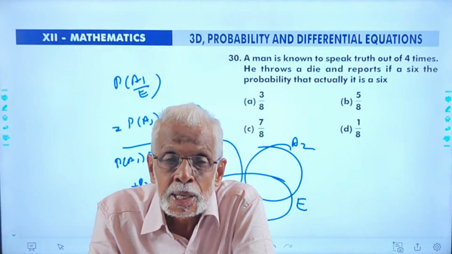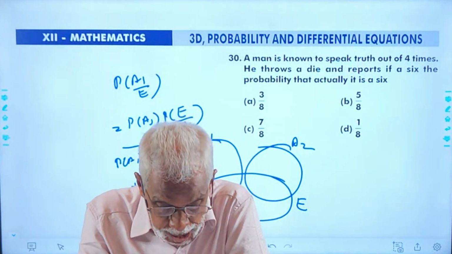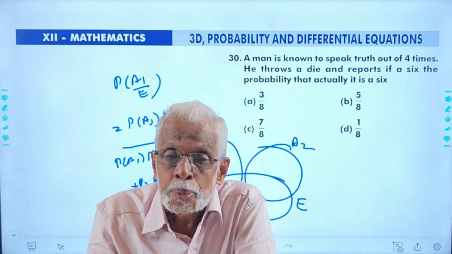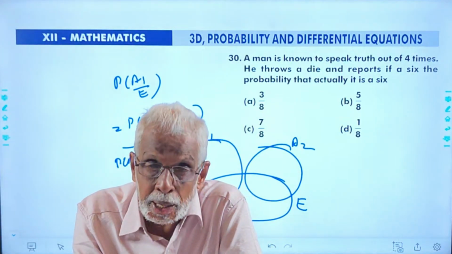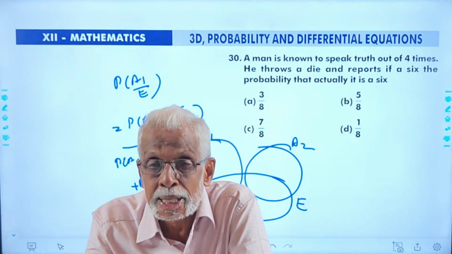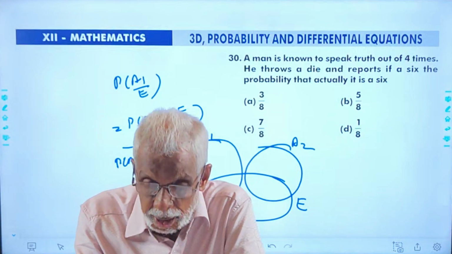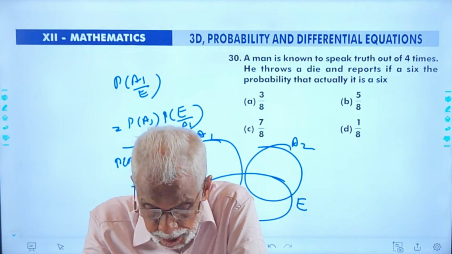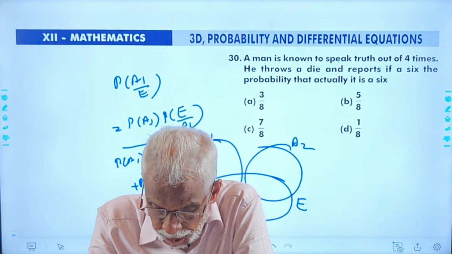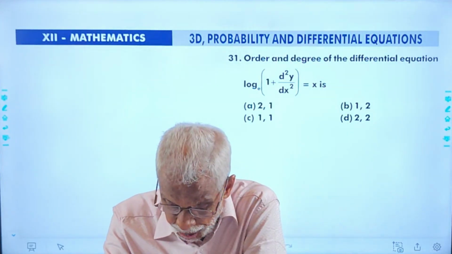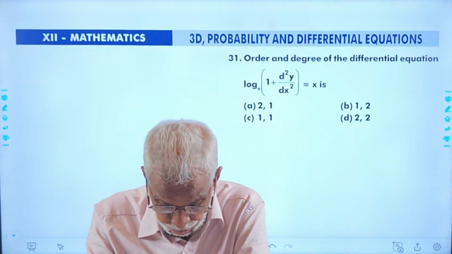What is the Bayes theorem? P of A1 by E is equal to P of A1 into P of E by A1 by P of A1 into P of E by A1 plus P of A2 into P of E by A2. Simplifying, we get the correct choice as 3 by 8.